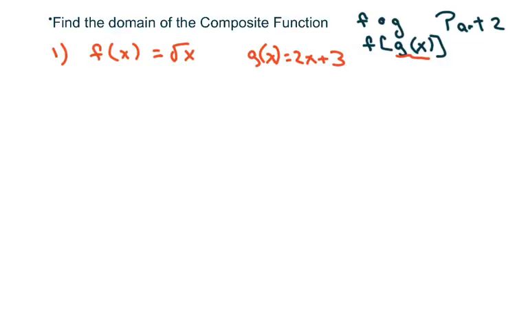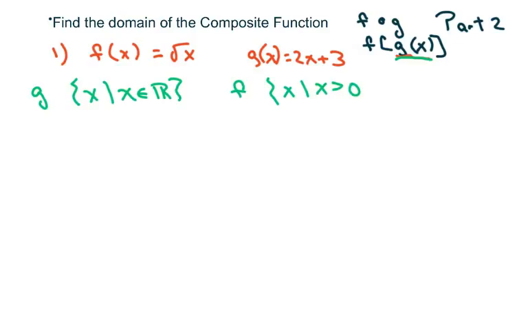The first thing you do is find the domain of the inner function, and we know for that it's just all real numbers. So the domain of g is all real numbers, or any real number. And the domain of f is x, all real numbers, but x has to be greater than 0. It has to be positive, and this can equal 0 as well.